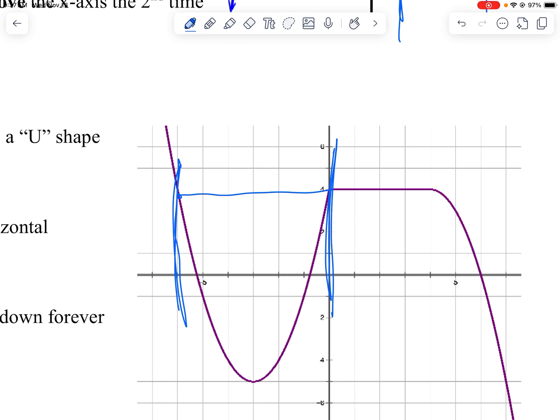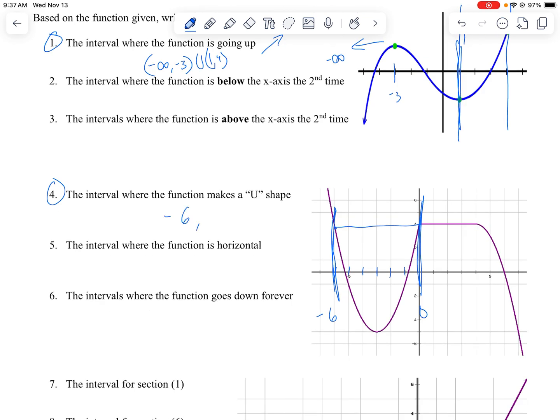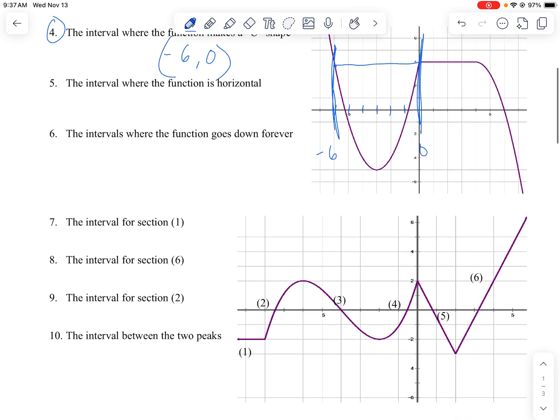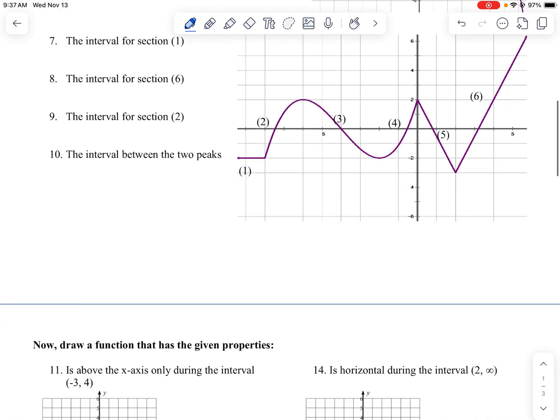Well, if I look at my x's, I'm looking at -1, 2, 3, 4, 5, 6. This is -6. And then it stopped here. My x value there is 0. So it's going to go from -6 to 0. So that's kind of what's going on in the front, asking for different things. You can find the interval.